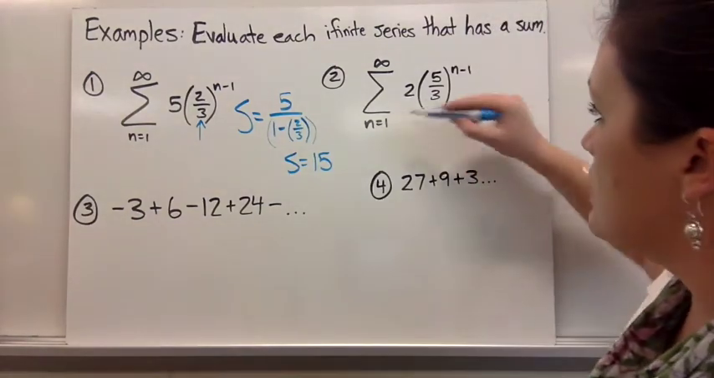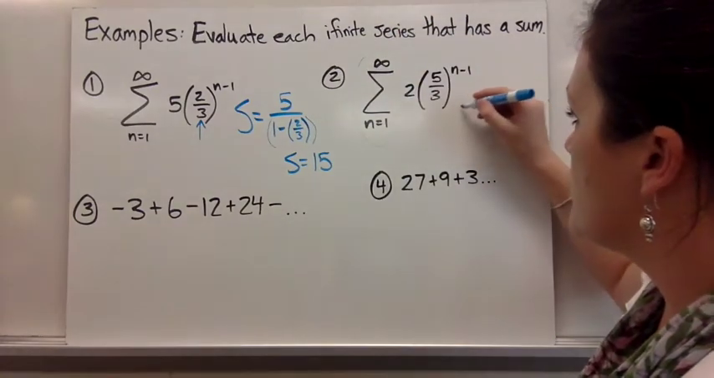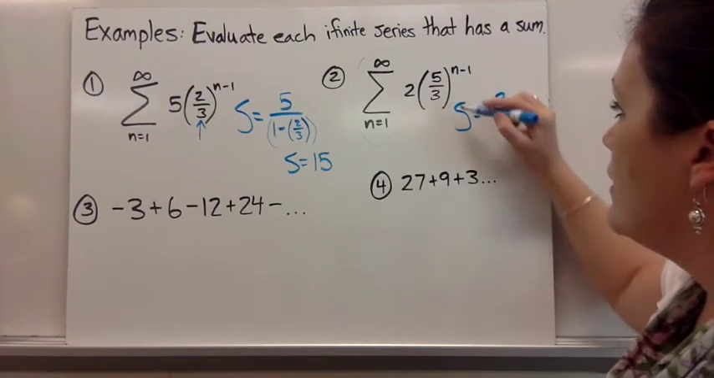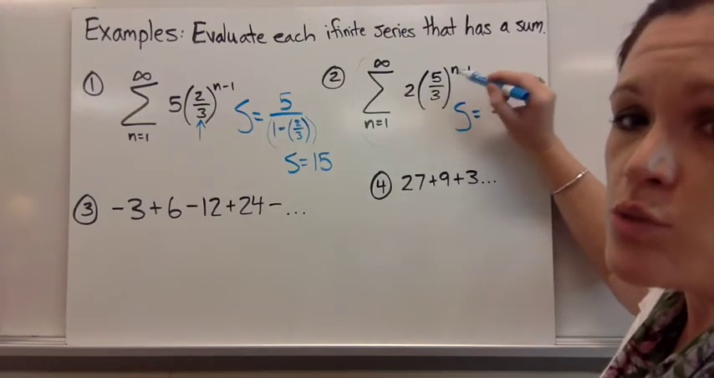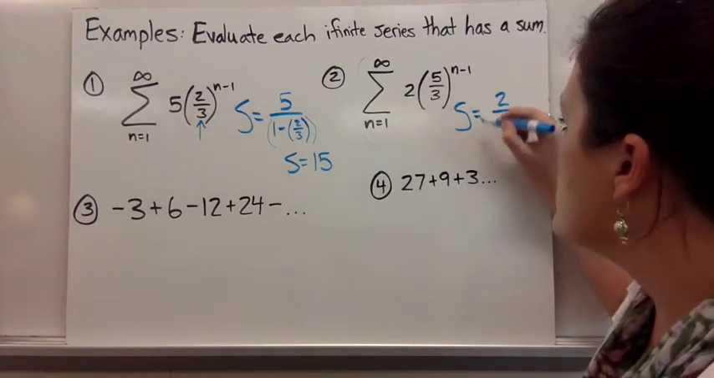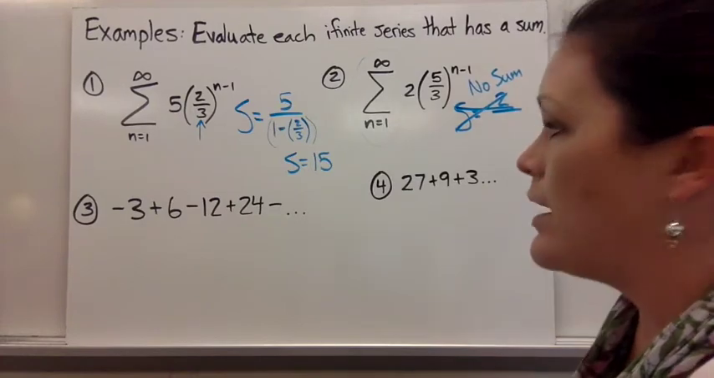On number 2, this only means it's an infinite series. We're most interested in the numbers over here. So the sum is equal to the first term divided by, but this number is larger than 1. If you take the absolute value of 5/3, it's greater than 1. So this one would have no sum. You don't need to go any further than that.